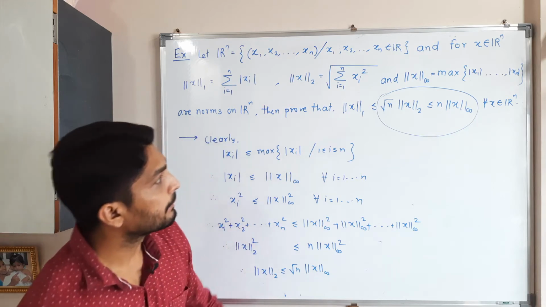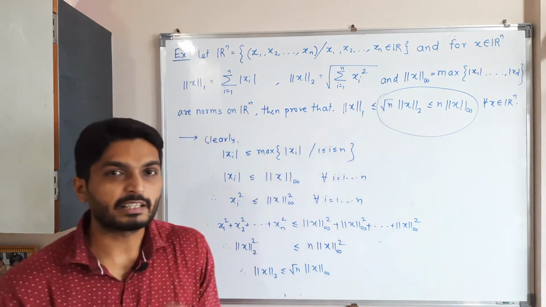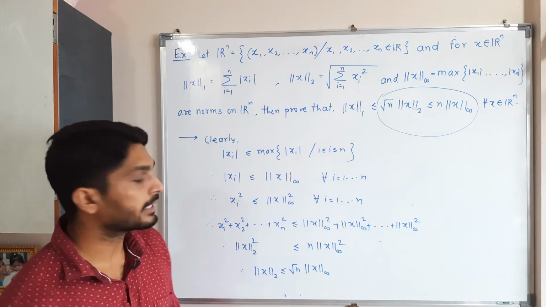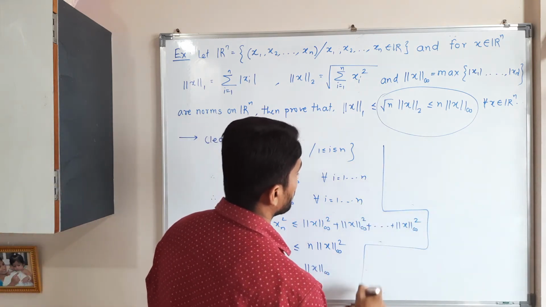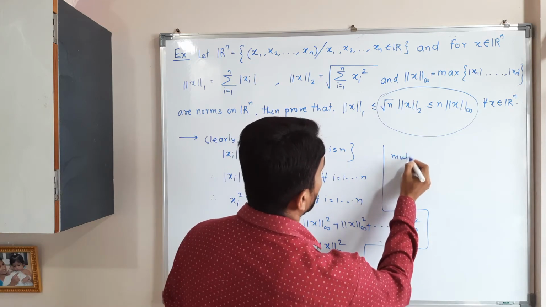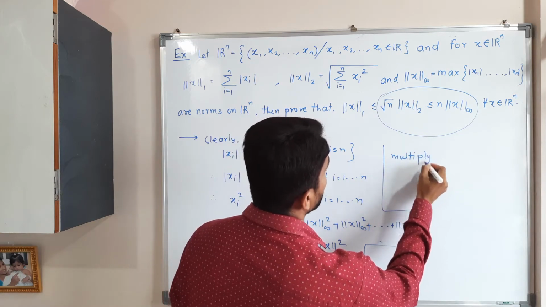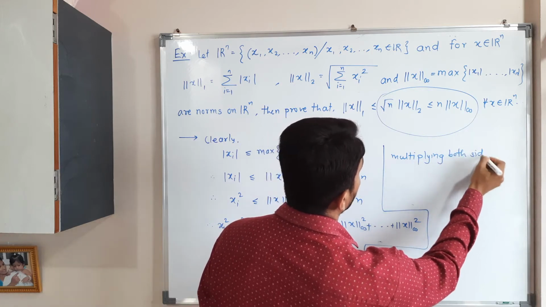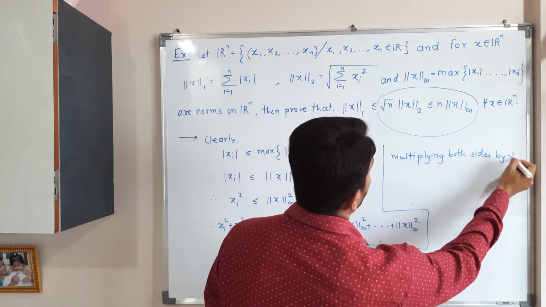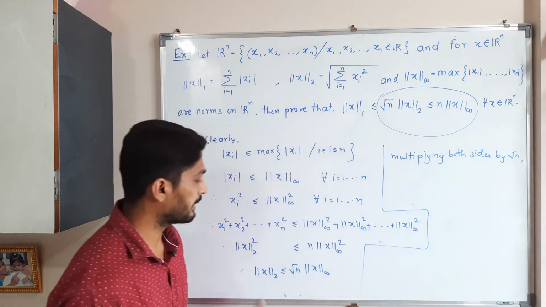But the required inequality is slightly different. So what will I do? I will multiply both sides by root n. So let us multiply both sides by root n. See what will happen if I multiply both sides by root n.